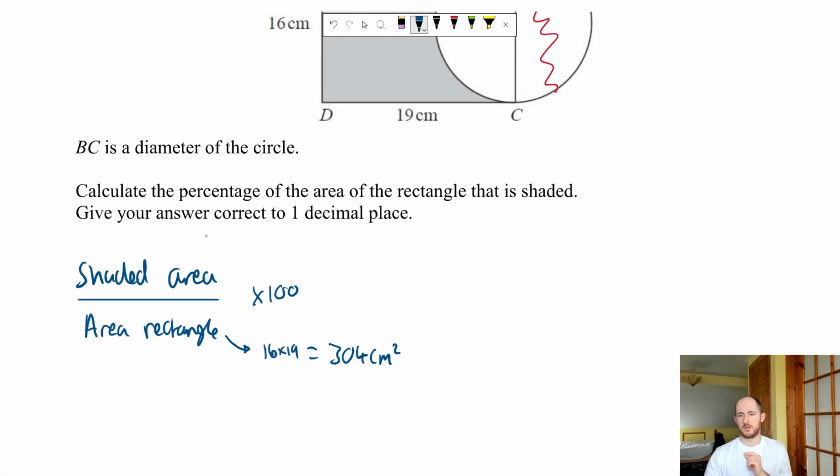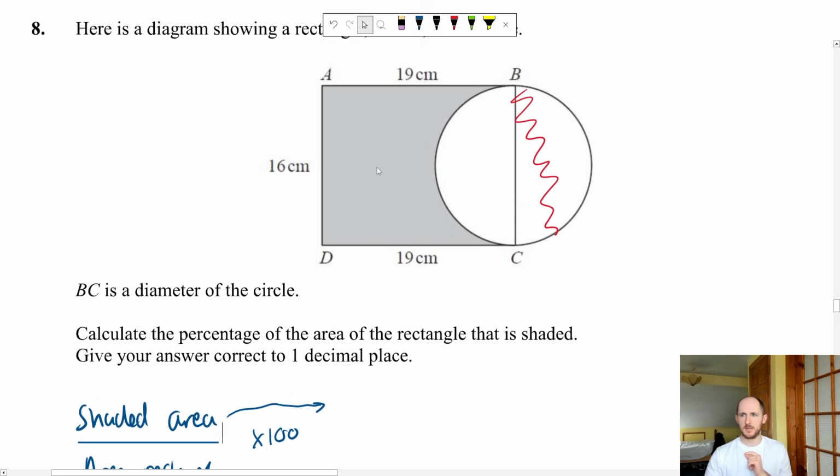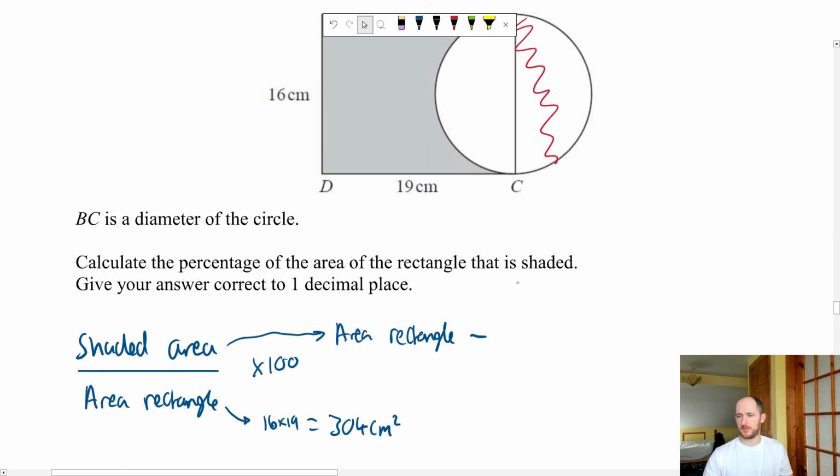Shaded area though, this is where it gets a bit more fun. So if you look, the shaded area is a very bizarre shape, right? It's like mostly a rectangle, then it becomes a weird thing. So here's the trick. You work out the area of the rectangle, right? Which I am aware we've already worked out. And you subtract the area of this white thing inside of it. You subtract the area of the semicircle. So that is 304 subtract.